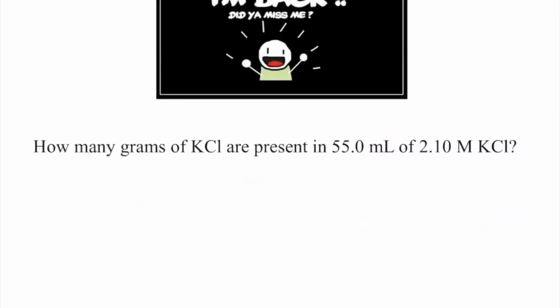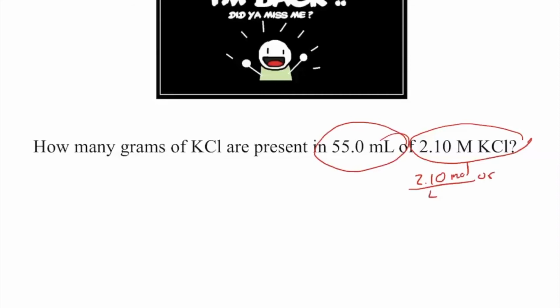Try another one. This one is asking for how many grams. Once again, they are giving you the molarity and milliliters, so it's a little bit a step further than the other one. Remember, you're going to convert this to 2.10 moles over liter, or 1 liter over 2.10 moles. Convert milliliters to liters. You're going to need the molar mass of KCl. Once you finish, your answer should be 8.61 grams.